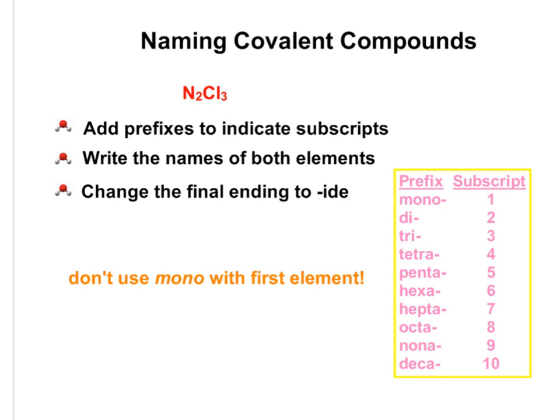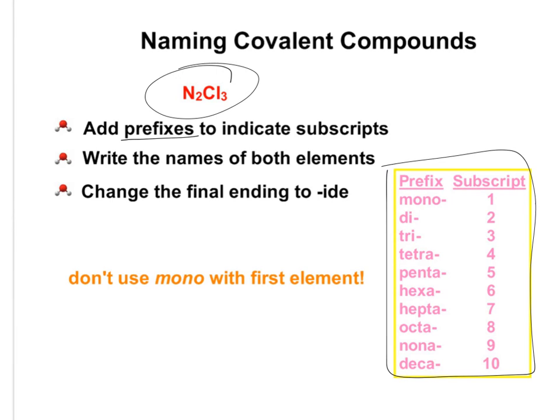All right, naming covalent compounds. So with covalent compounds, we use prefixes to indicate how many of them there are. So you need to make sure that you memorize these prefixes and subscripts right here. So if we're going to name this compound here, we have 2 nitrogen, so dinitrogen, 3 chlorine, trichloride. Now the only exception is that you're not going to use mono with the first element.